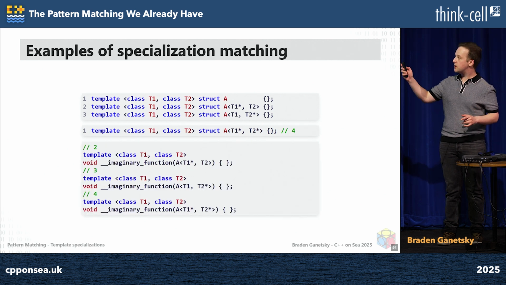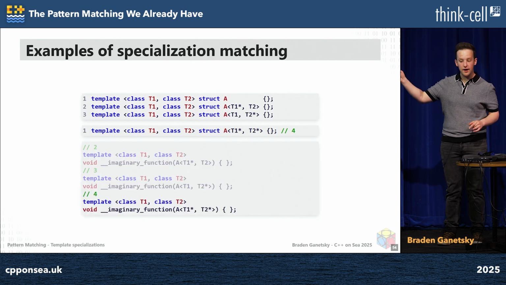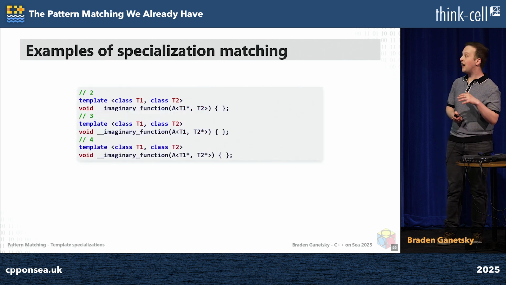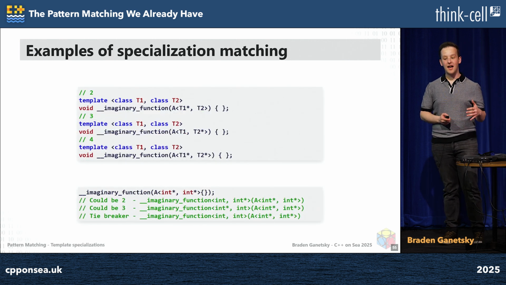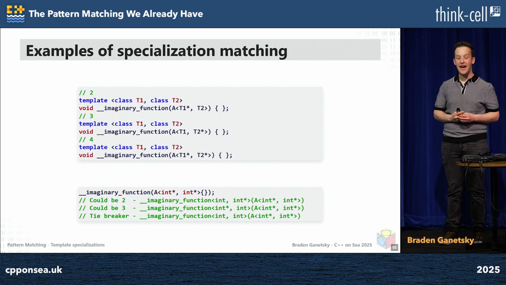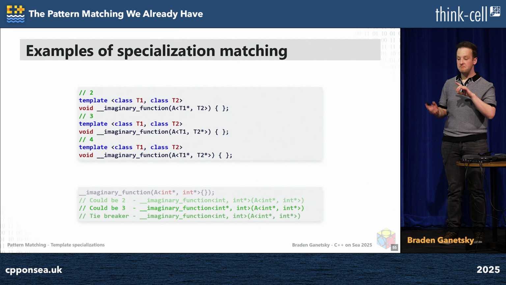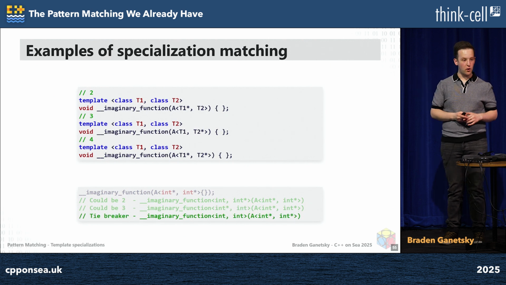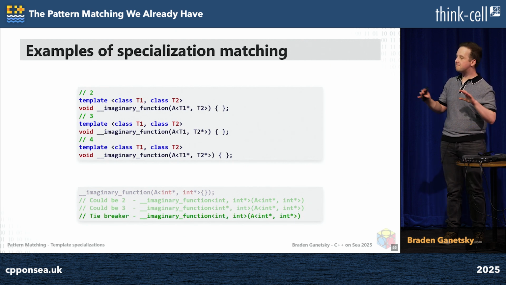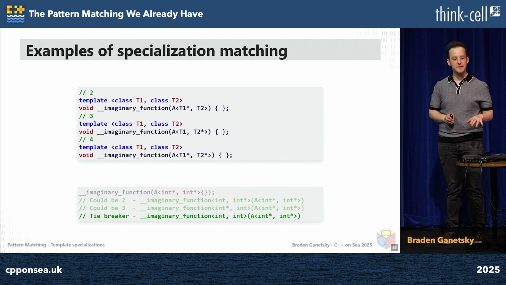So again, we have 2 and 3, but now we also have 4. And so this one is another overload of imaginary function. And so now that we have that, we can try calling imaginary function with a of int star comma int star. It could be 2, it could be 3, right? But the tiebreaker is 4. And so that's surface level how we do template specializations.